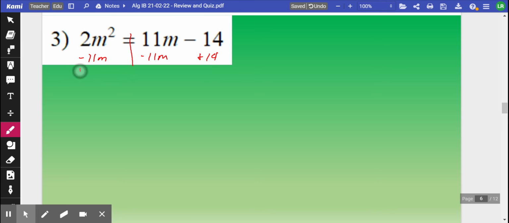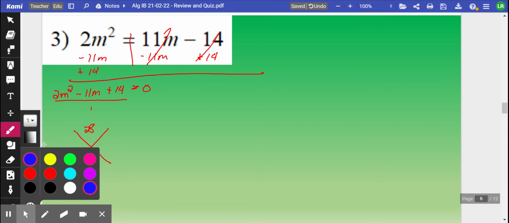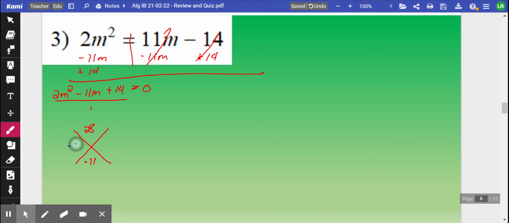And I'm going to add 14. Just make sure you put it in the correct order. It goes m squared, m, constant. Okay, check for something to divide out, and it's 1, it's done. Magic numbers multiplies to be 28, adds up to be -11. And the two magic numbers for this one here are -4 and -7. -4 times -7 is +28. And when I add those, I get -11.